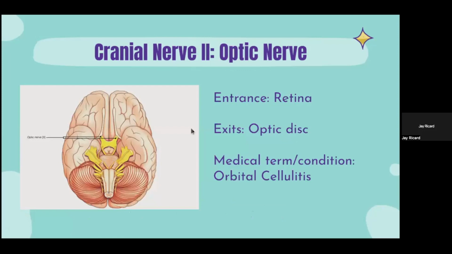The next cranial nerve is cranial nerve number 2, which is the optic nerve. The entrance is through the retina and it exits through the optic disc. The medical term or condition for this is orbital cellulitis.